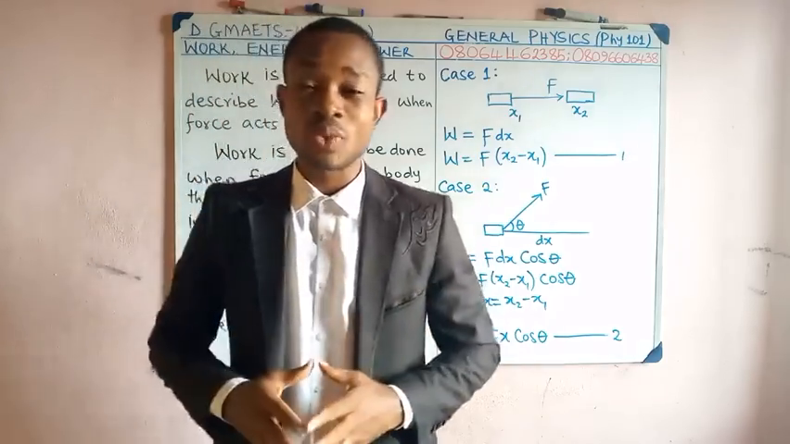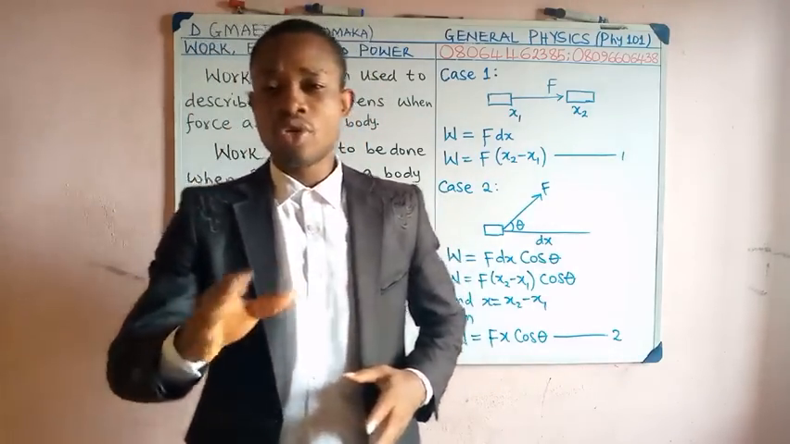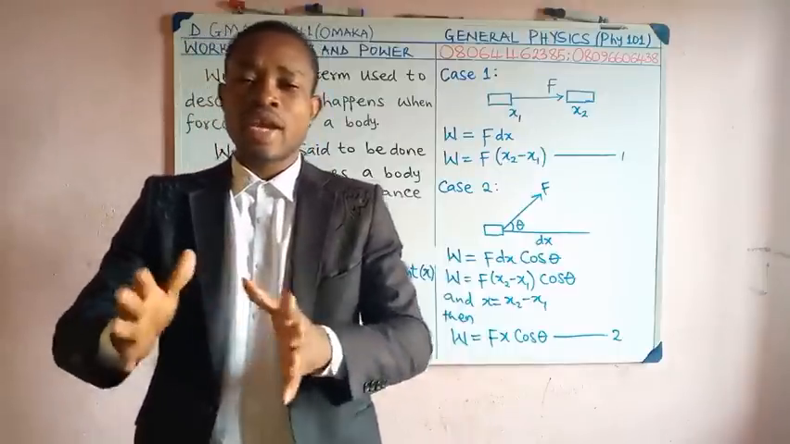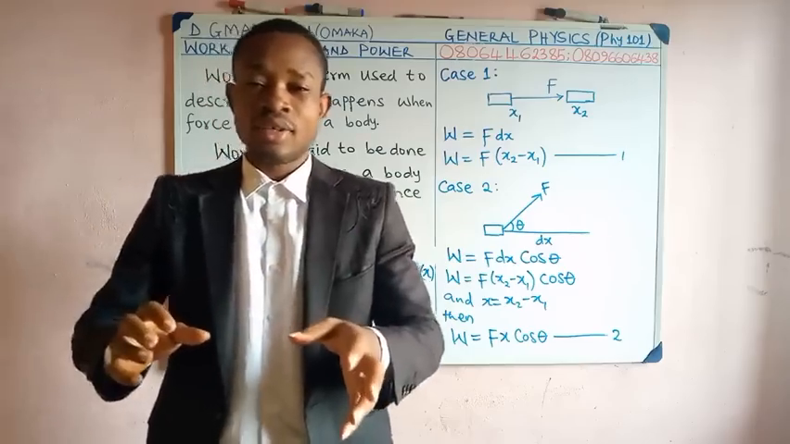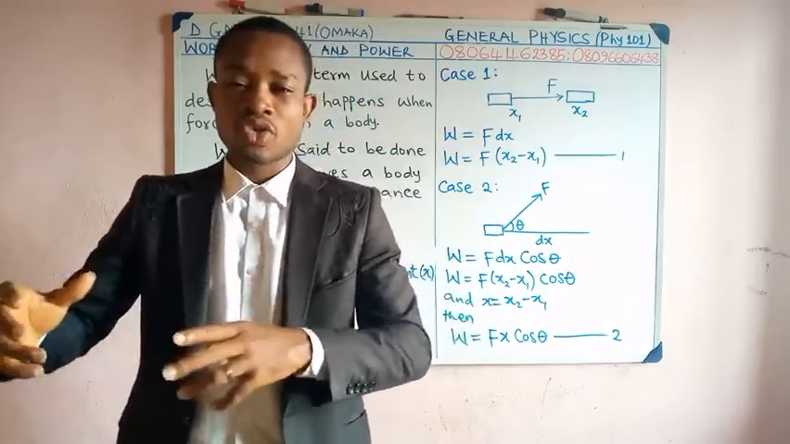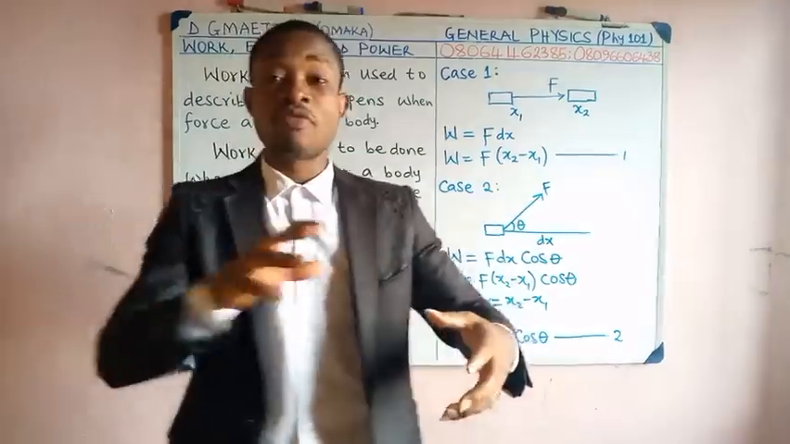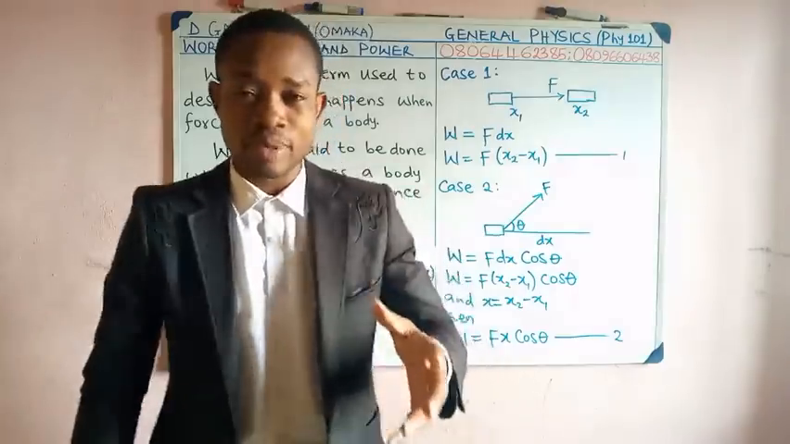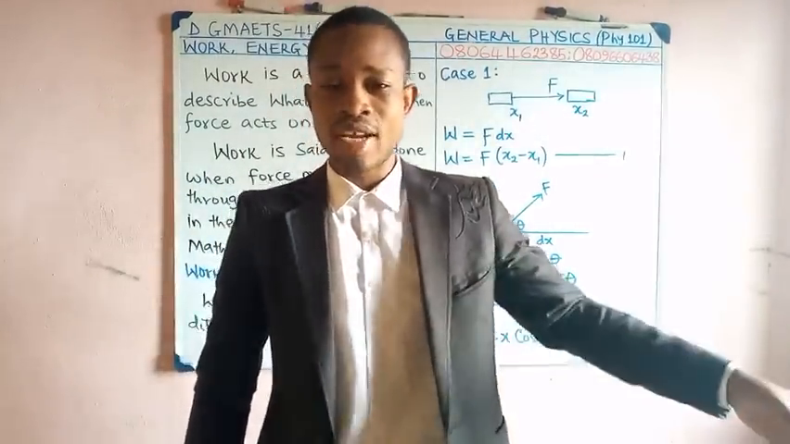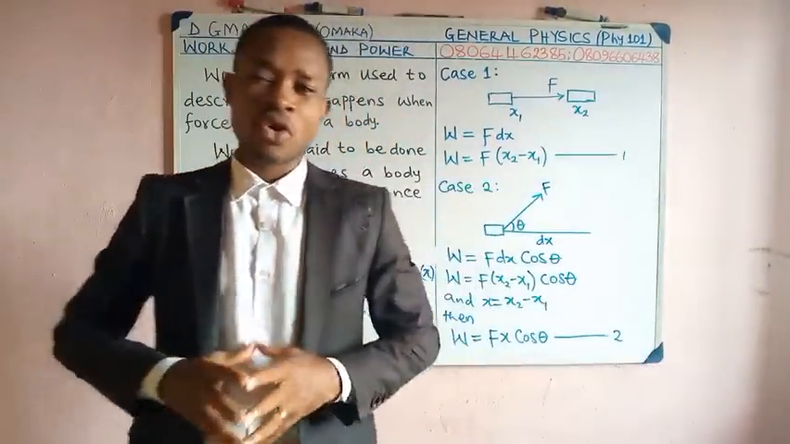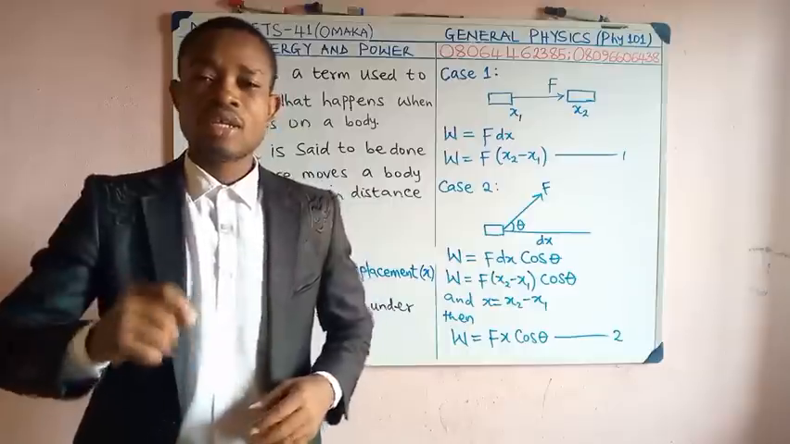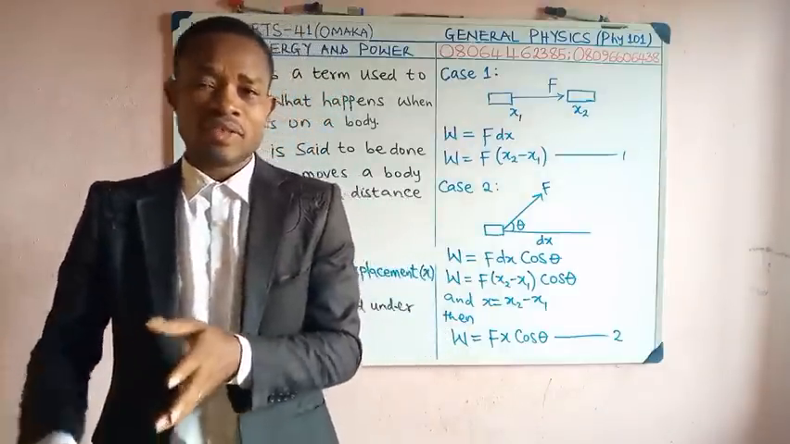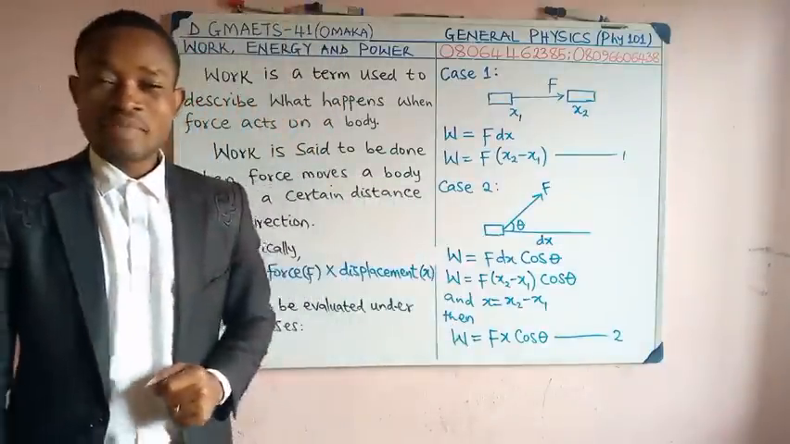First, we start with work. This is a term we use most times daily, isn't it so? When do we say that work is done? For work to be done, there must be a force, there must be a body upon which the force is acting. And of course, the force will have to move the body from one point towards another. So once a force acts on a body, causing a displacement, of course, movement from a point to another, then we say that work is done.